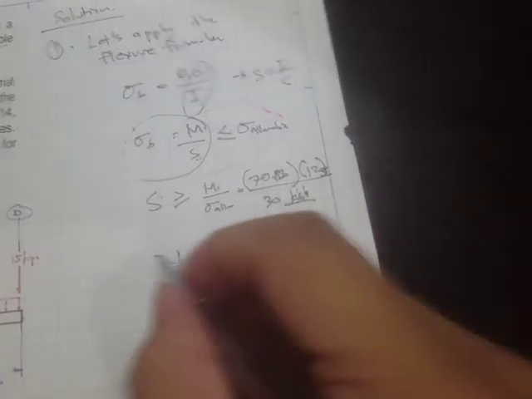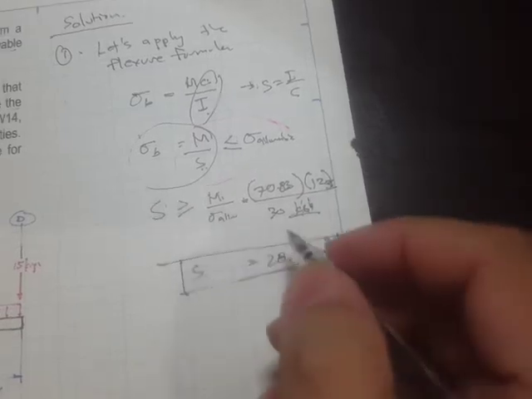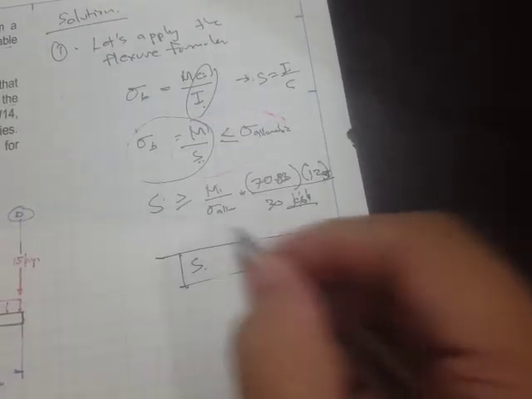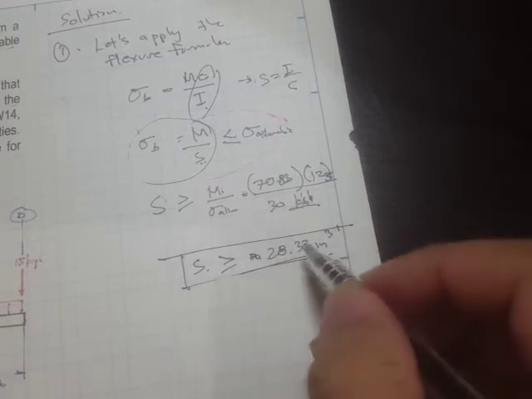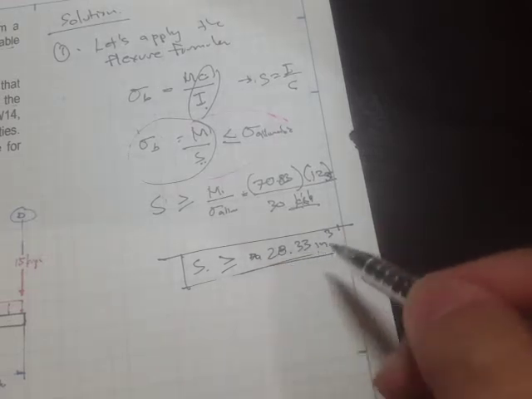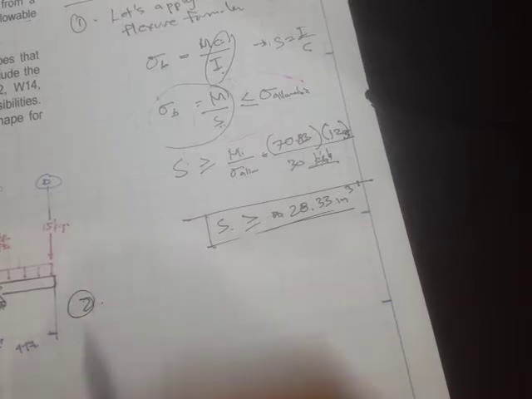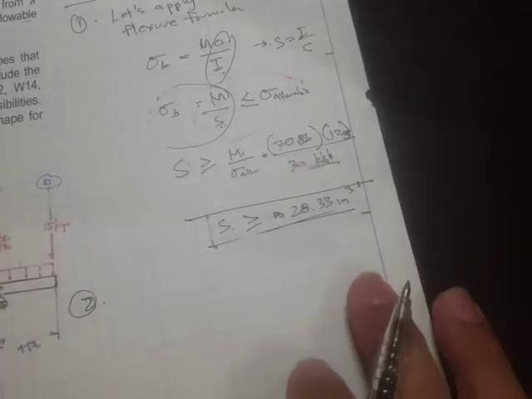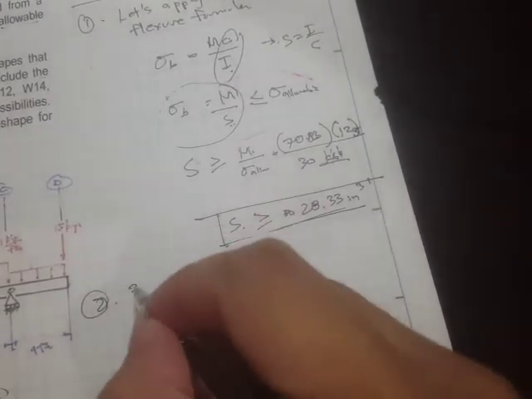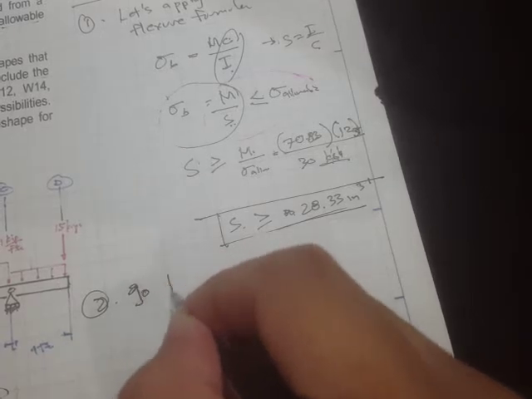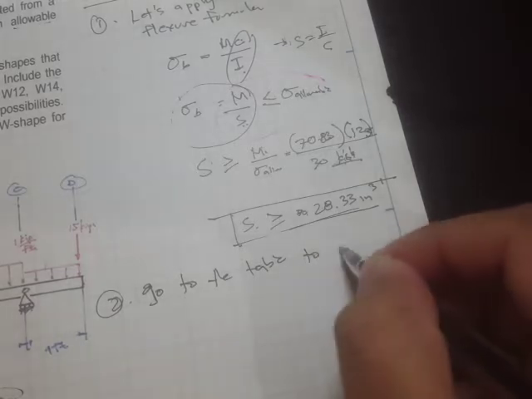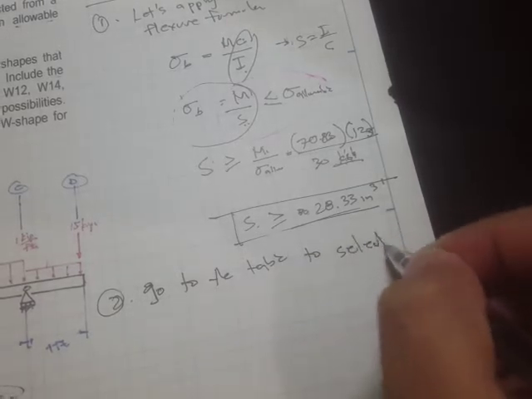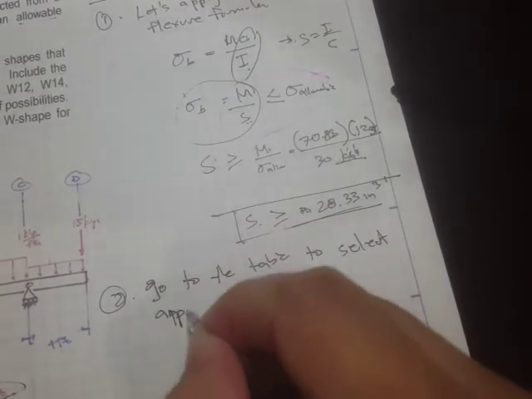So the section modulus must be greater than or equal to this value, 28.33. So we need to go to the table to select appropriate shapes.